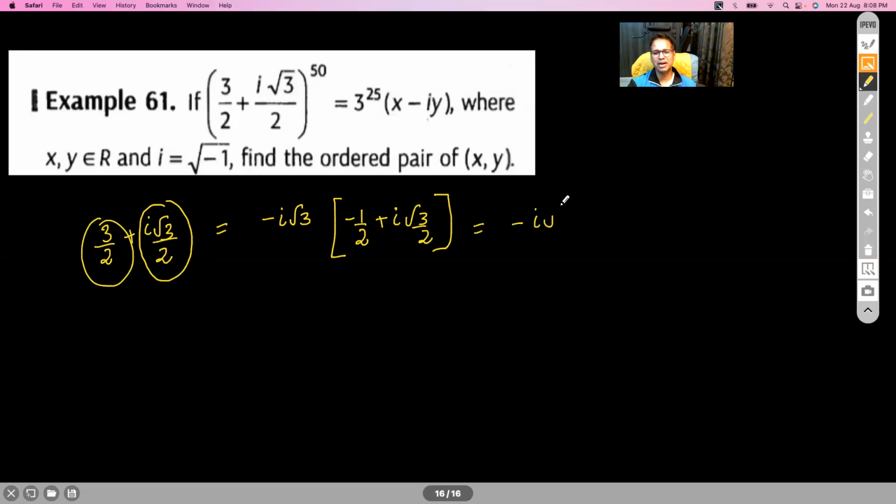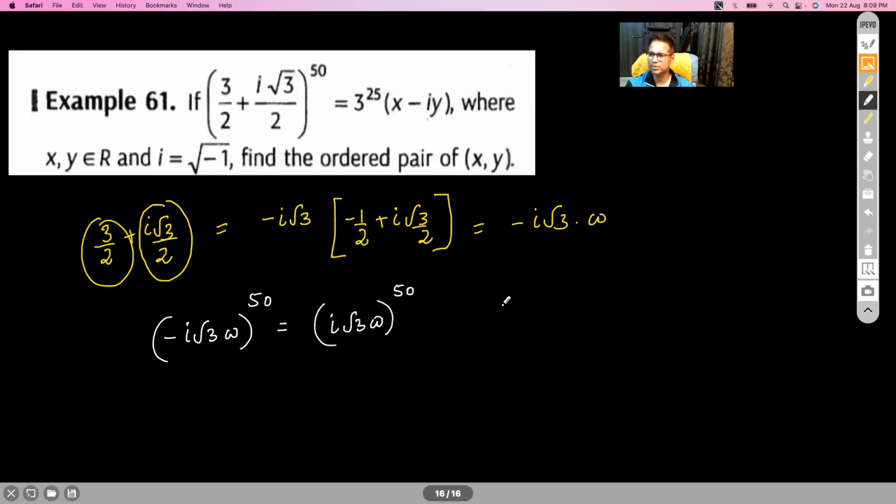What is this expression, by the way? This expression is actually your omega. Remember, our omega was minus half plus i root 3 by 2. Correct? Now, the question setter is actually raising this number to the power of 50. First of all, 50 being an even number, the minus sign becomes inconsequential here. So it is as good as raising this to the power 50. This is as good as saying i to the power 50, 3 to the power 25, and omega to the power 50. Correct?